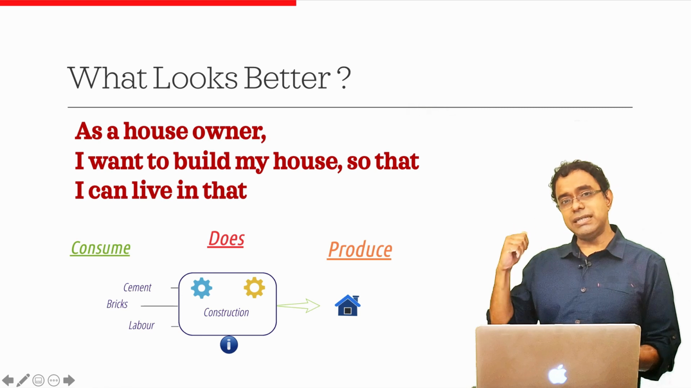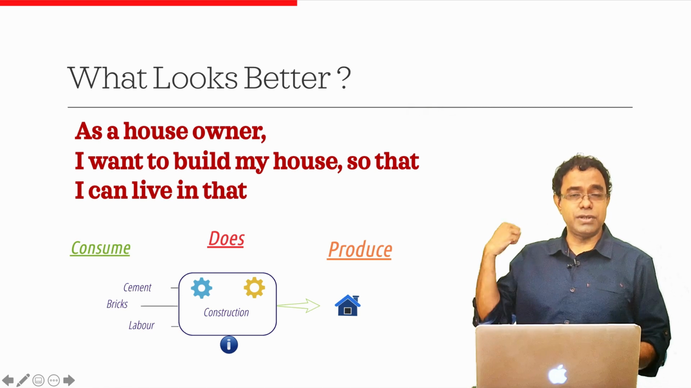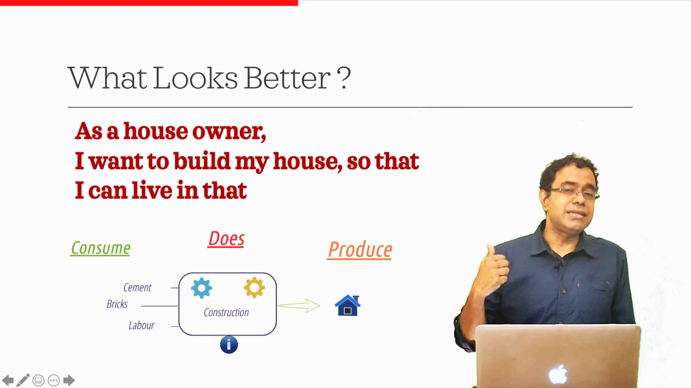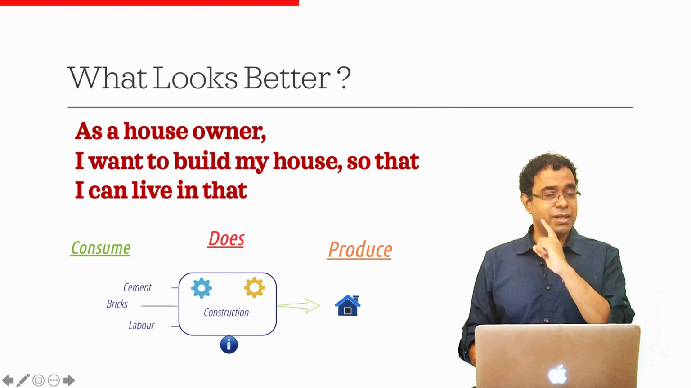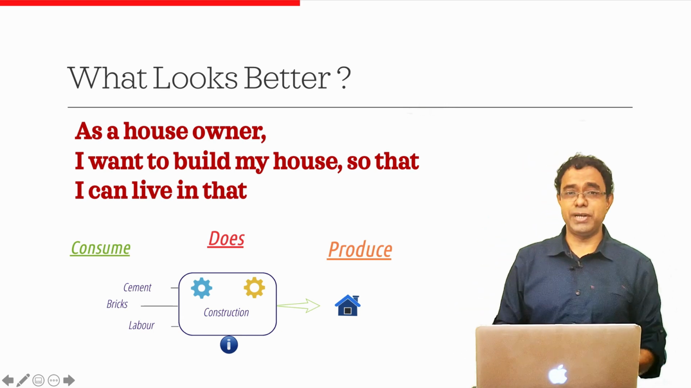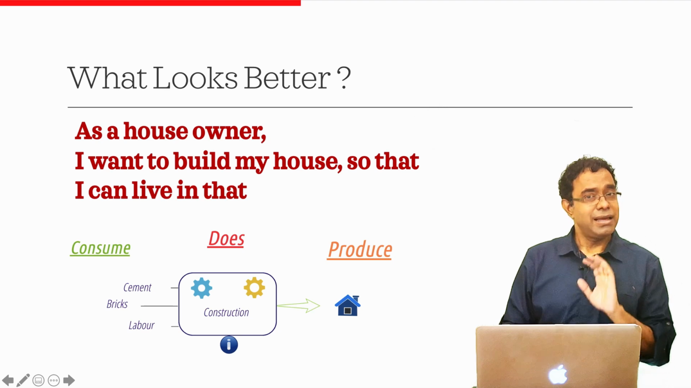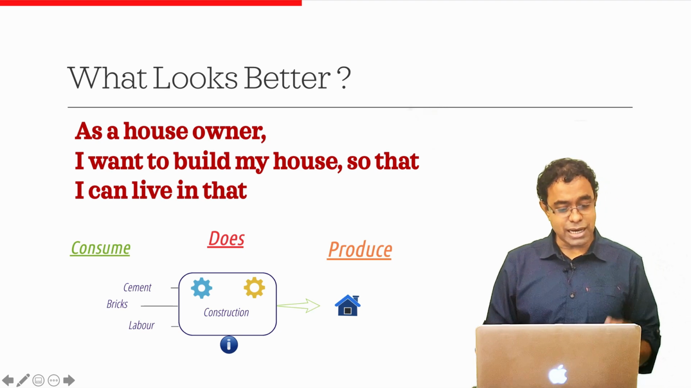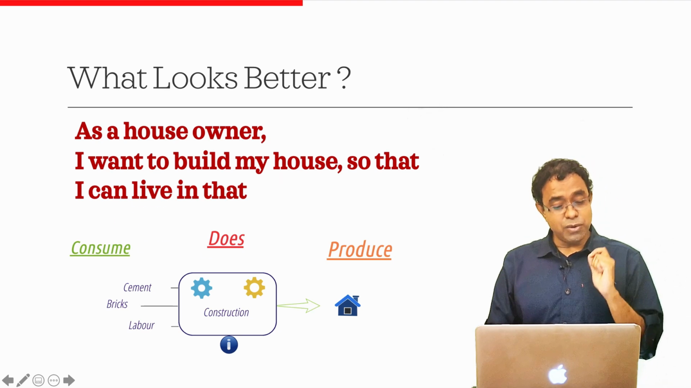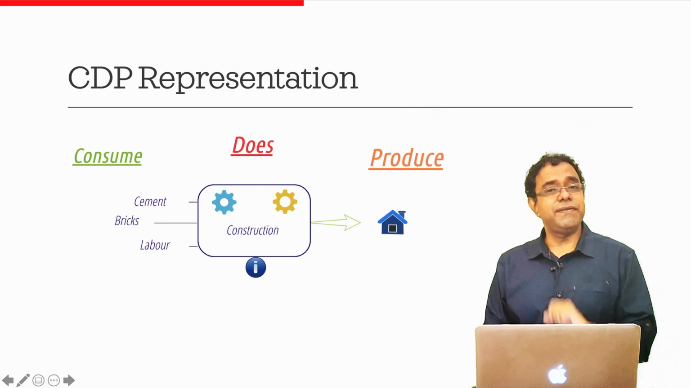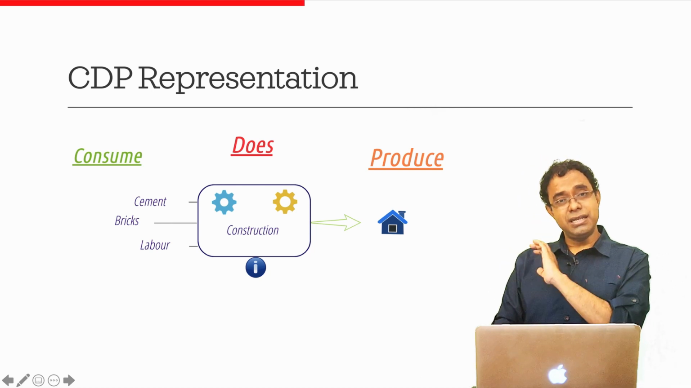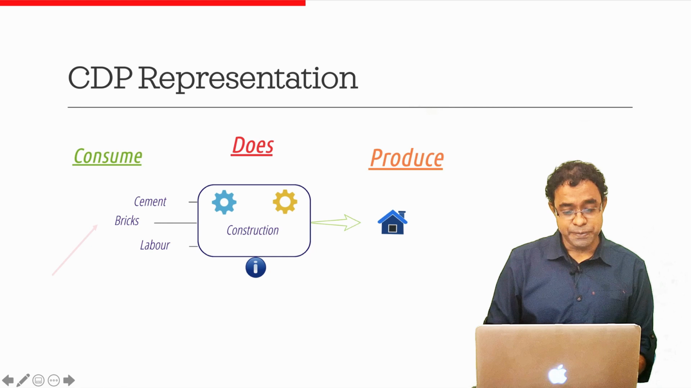Even if you change the text which I have written for this user story, still which looks better? The user story or a pictorial model? I will leave the answer to you because I want to explain more about what is the benefit of using this consume does produce model.